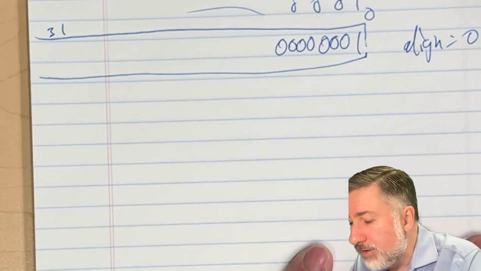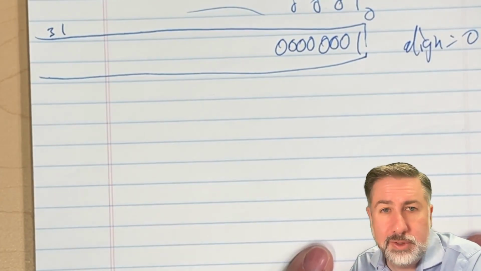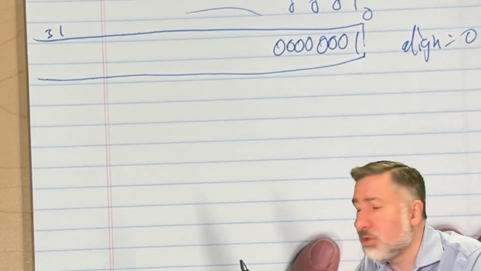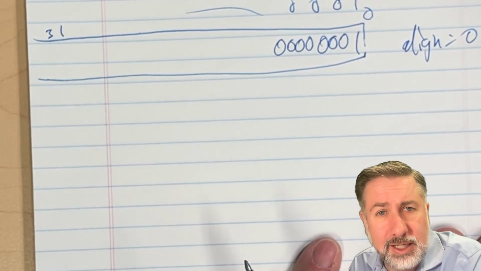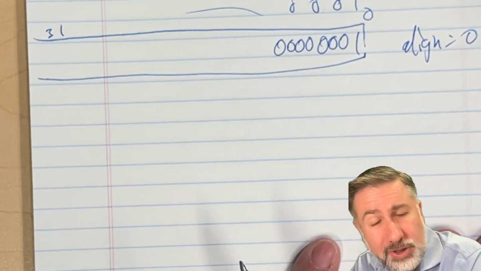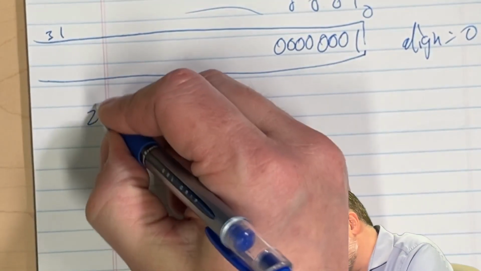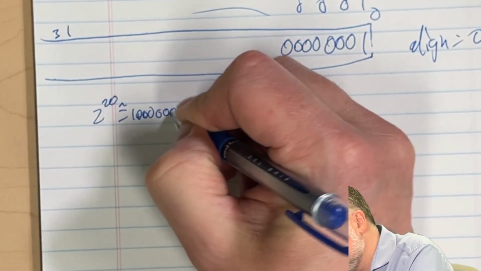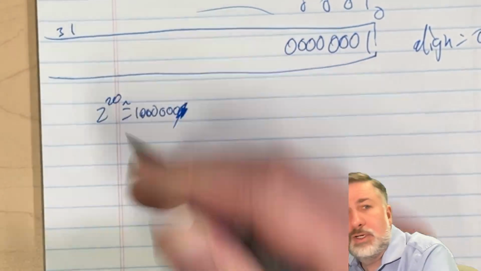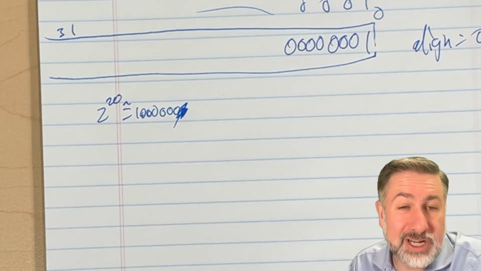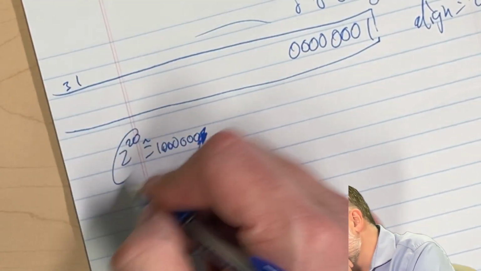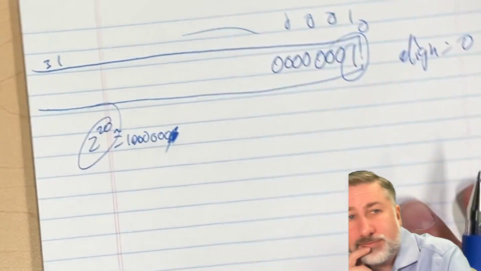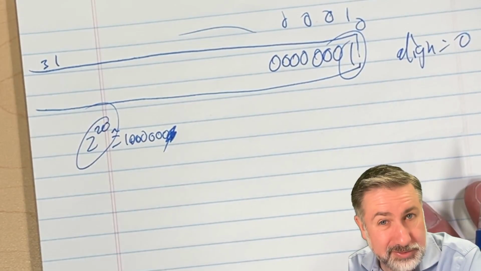Okay, so what if I want to encode the number, well, what's a nice power of 2 that we could use? 2 to the power of 20. 2 to the power of 10 is about 1,000. 2 to the power of 20 is about 1,000,000. So 2 to the power of 20, which is about 1,000,000, whatever it actually is. So we're going to encode 2 to the power of 20. Well, what we want to do is put this 1 at the 20th position, right?